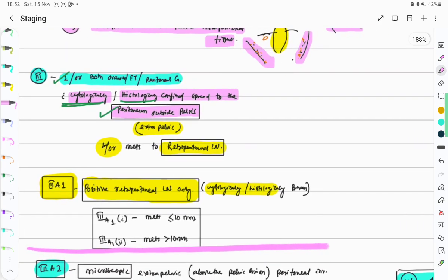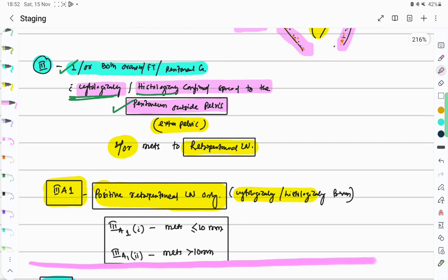Next is stage 3. I have told that stage 3 is a little bit difficult to remember. Stage 3 is tumor involving one or both ovaries or fallopian tube or peritoneal cancer, that is involving the peritoneum, with cytologically or histologically confirmed spread to the peritoneum outside the pelvis. That means, suppose this is the pelvic brim, and now the tumor has gone above the pelvic brim. So this is stage 3, outside pelvis.